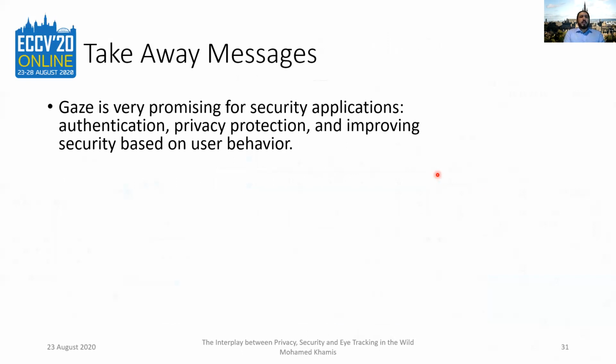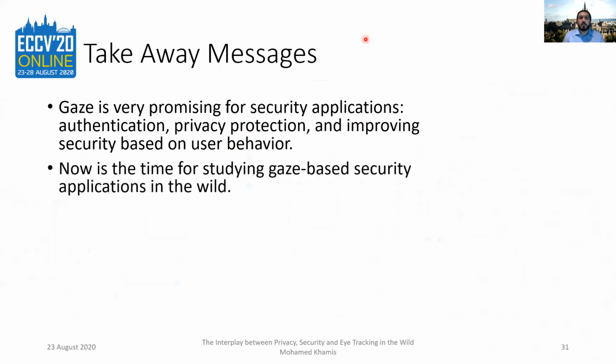So what are the main takeaways here? Gaze is very promising for security applications. There are applications of security in authentication and privacy protection, and in improving security based on gaze behavior. There's a lot to be done, especially in the last two areas, which are relatively under-investigated, which are privacy protection and improving security based on gaze behavior. It's also now the time to study gaze-based security applications in the wild. This was not done in the past, and now we have the hardware and the computing power, and algorithms and so on, that allow us to do that. So there's a lot to explore, a lot to learn.